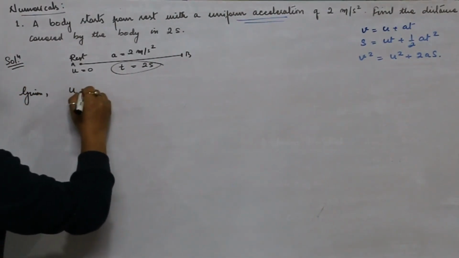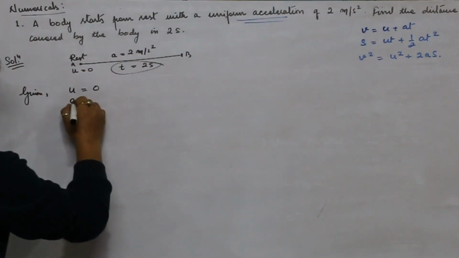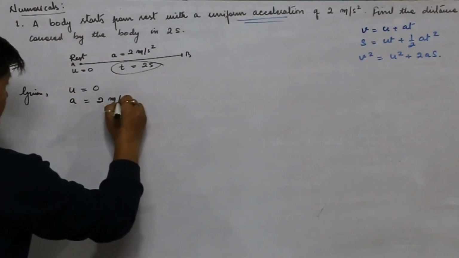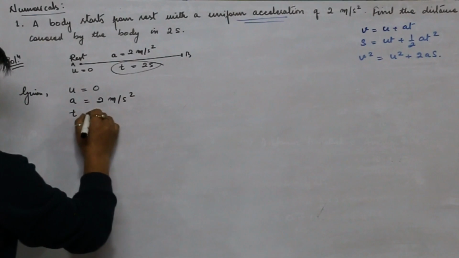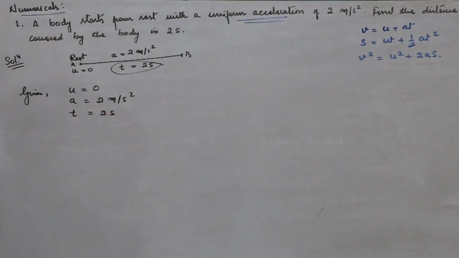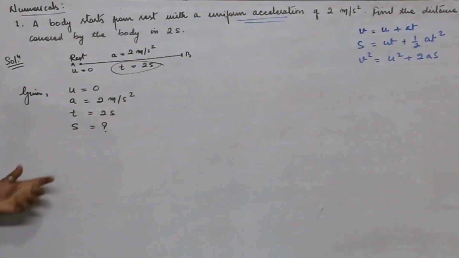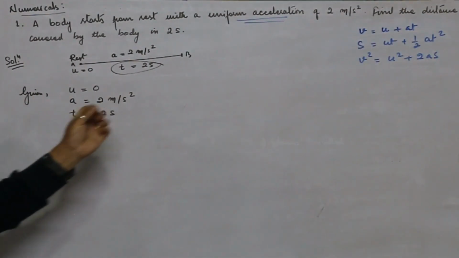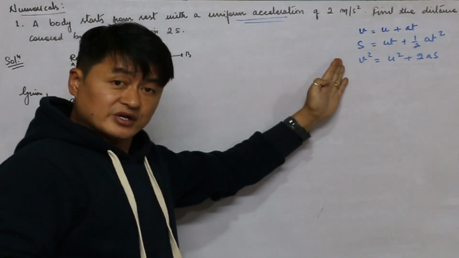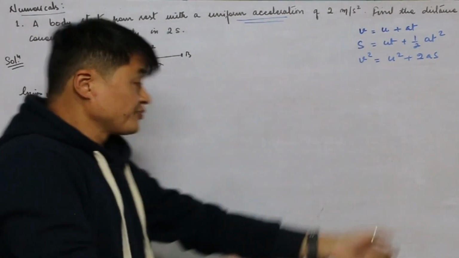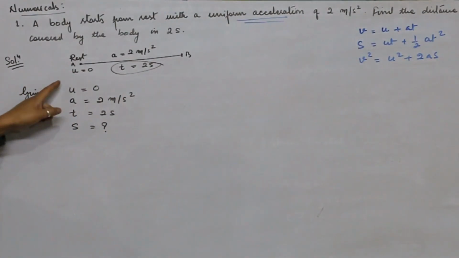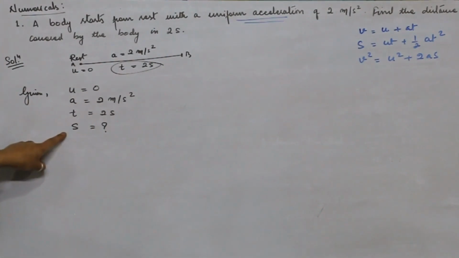Given U is equal to 0, A is equal to 2 meter per second square, T is equal to 2 seconds. Okay, and what we have to find? We have to find S is equal to how much. After writing the given, first you have to write the 3 equations, which will be easy for you. So then see what all terms are given. U is given, A is given, T is given, S you have to find.